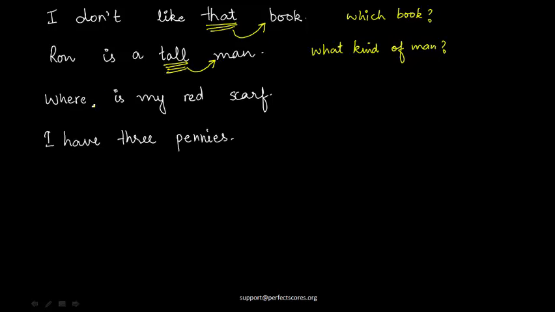All right, the next sentence. Where is my red scarf? So if you want to ask, what scarf are you finding? The answer is going to be, I'm talking about my red scarf. So red is describing scarf. So red is an adjective. Another one. I have 3 pennies. If someone asks you, how many pennies do you have? Your answer will be, I have 3 pennies. So 3 is an adjective that describes pennies.